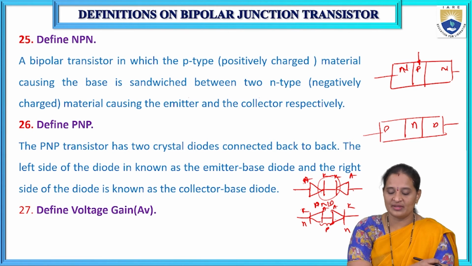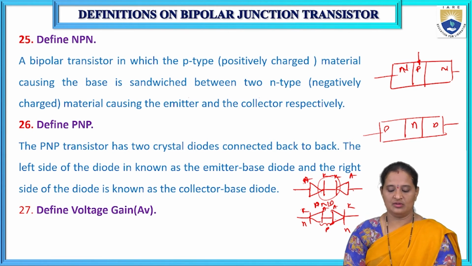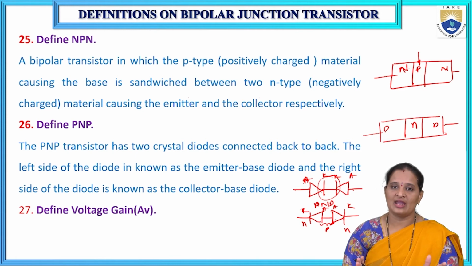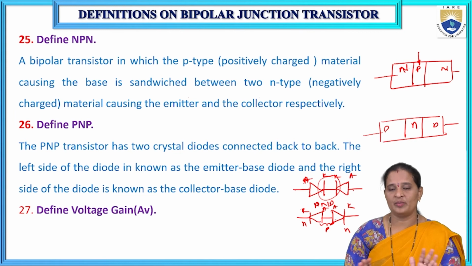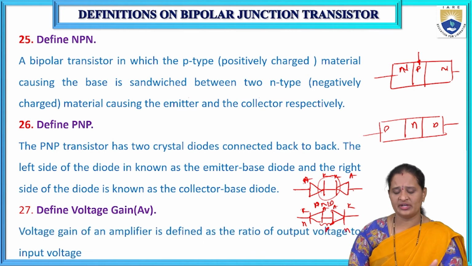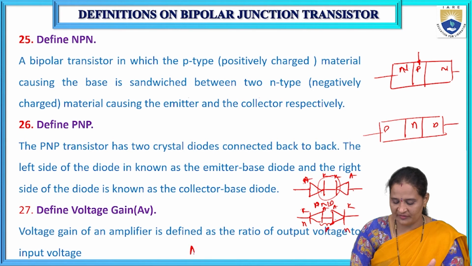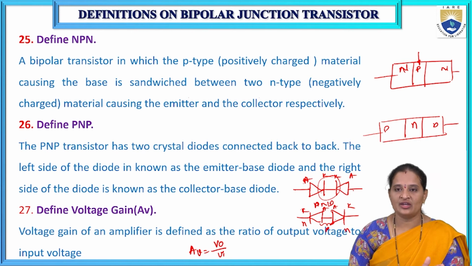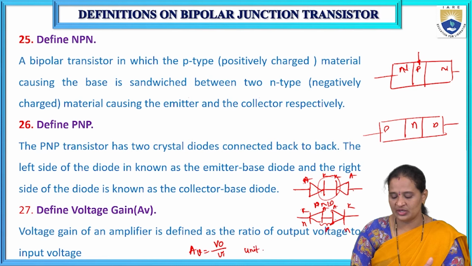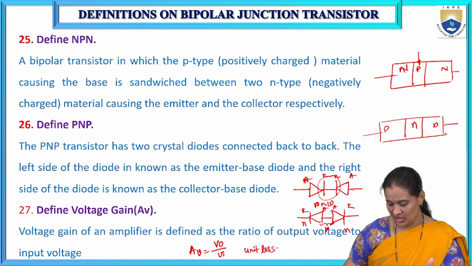And how can we define PNP transistor? A semiconductor transistor formed by sandwiching an N-type semiconducting bar between the two P-type semiconducting bars is known as PNP transistor. Define voltage gain. So voltage gain of an amplifier is defined as a ratio of output voltage to the input voltage. So we can also define this AV as V0 by Vi, where V0 is output voltage and Vi is the input voltage, and gain does not have any units. So it is unitless parameter. We don't have any units here.